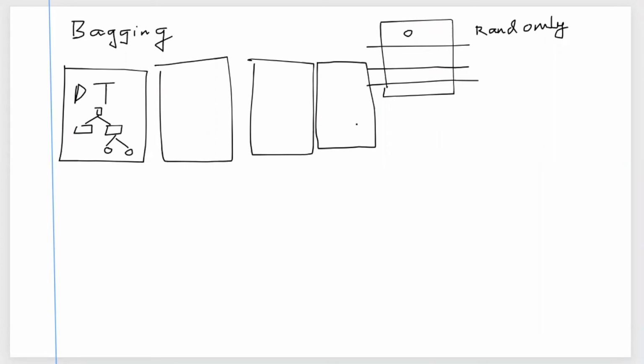Now everyone will have these models. What bagging will do is run the data on each of the decision trees, and it will arrive at a decision in the end. It has to come to one decision only. It will take those decisions and then find the mean of those decisions.